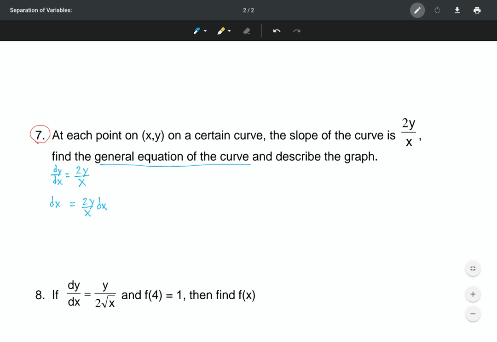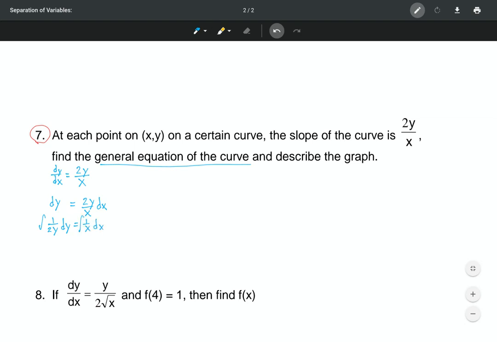Now I'm going to divide both sides by d. I just noticed I wrote a dx here, I meant to put a dy. I'm going to divide both sides by 2y first. So this would be 1 over 2y dy. Now the x, I'm going to leave it alone. That's going to stay here because I need it on the right side, okay? So this would be 1 over x dx.